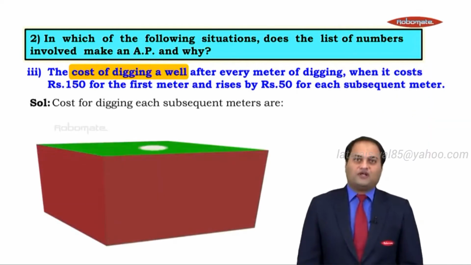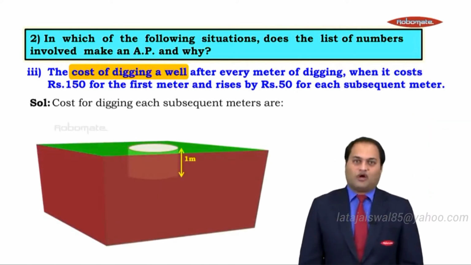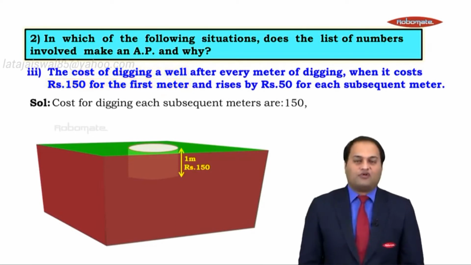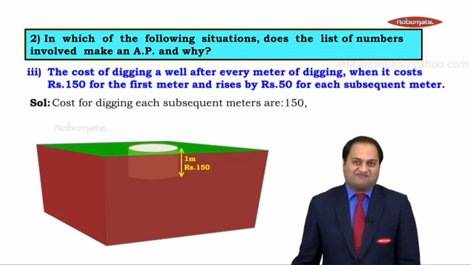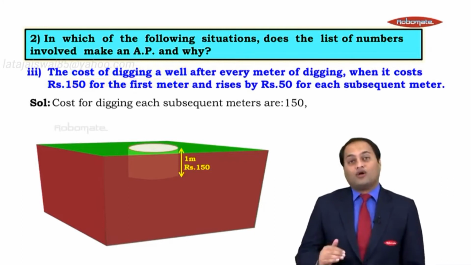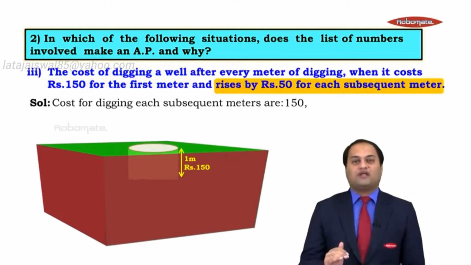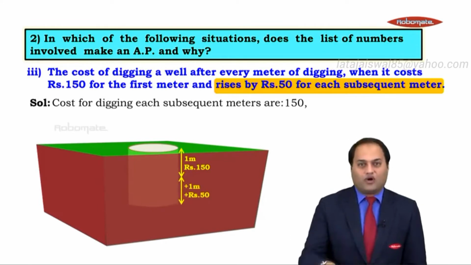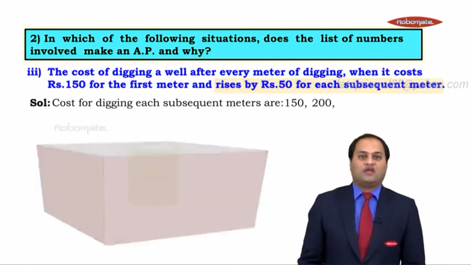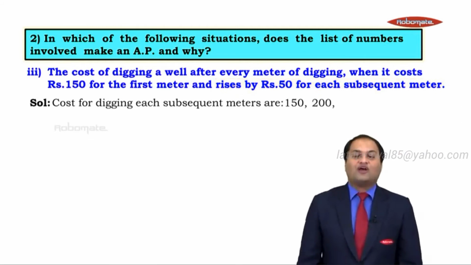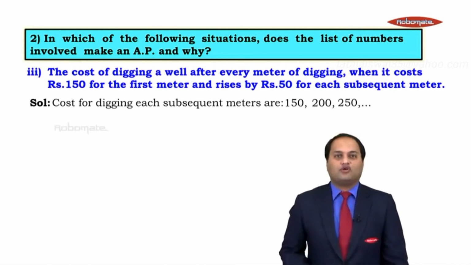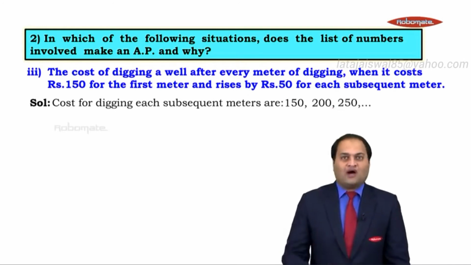For the first meter, the cost is 150 rupees. Simple. So the first term becomes 150. Now, for every additional meter, the cost increases by 50 rupees. So for the next meter, it is 150 plus 50, which is equal to 200. For the third meter, it will be 200 plus 50, which is equal to 250, right? Now the list is ready.